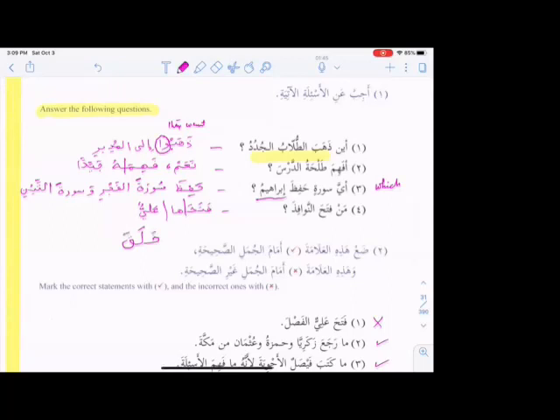Khalaqa. What is the meaning of khalaqa? He created. Who is he? He is Allah. He created, and here I can put "who". So it means he created him. He created him. So I will write it down like this.